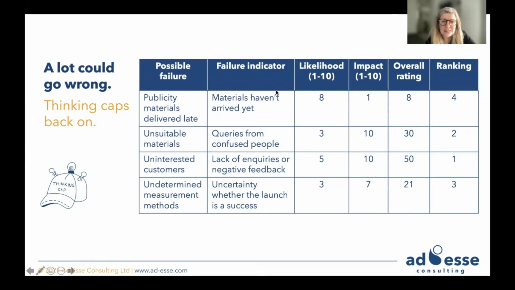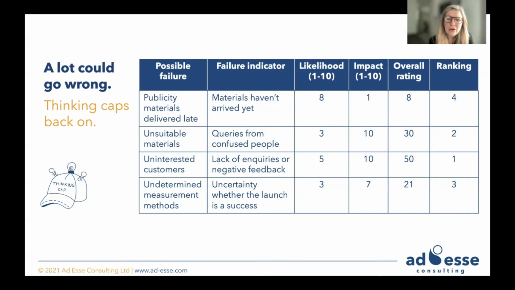The next thing to do is to say, how would we know if that failure had happened? And you can see there some examples. So the undetermined measurement method, we would know that was happening if we got to the end of the launch and we said, well, were we successful or not? That would tell us that that failure had actually happened.